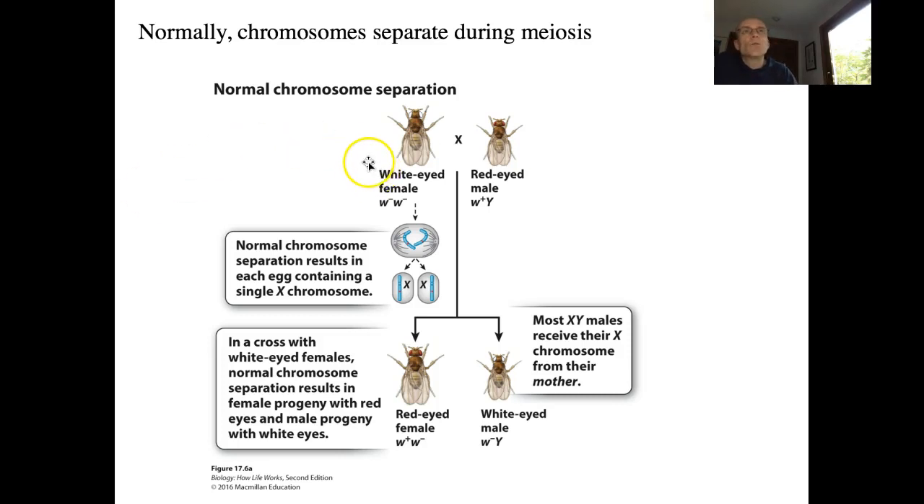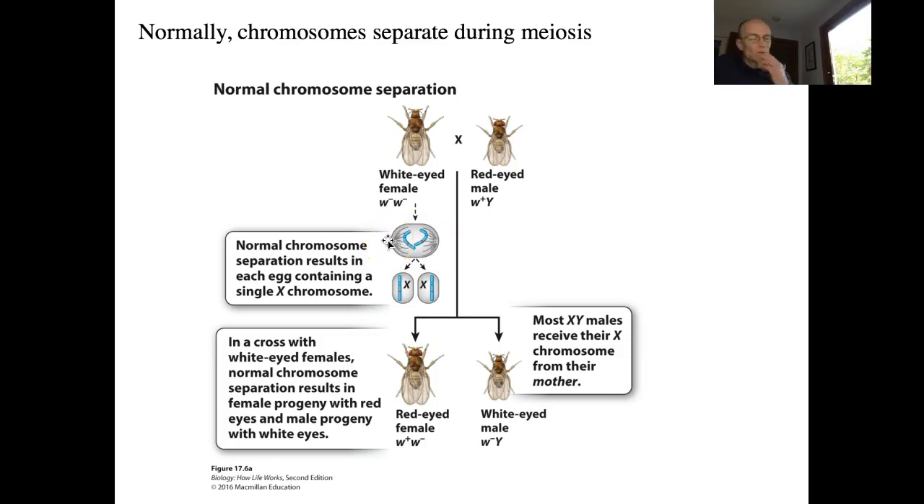So let me show you what they did, what you would normally assume, and then what they didn't think and how they interpreted it. So normally, chromosomes separate during meiosis, right? We know that in cell division, these two chromosomes will be moved to the poles.